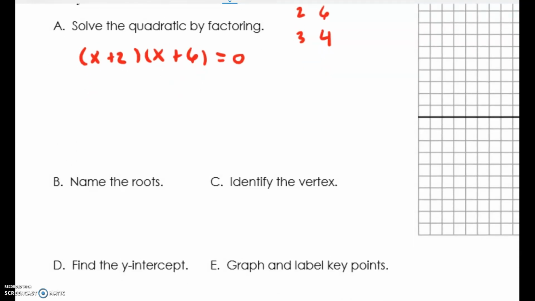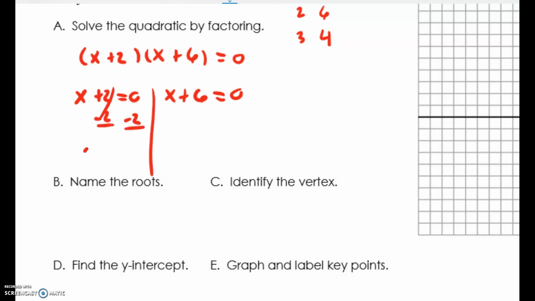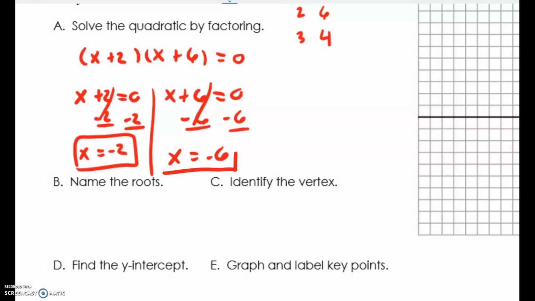So hopefully you have that factor correct. And then what we do next is we set it equal to 0 after we factor, and we figure out what x values would make this true. So I've got x plus 2, I set that equal to 0, and x plus 6 set equal to 0. If I solve, I subtract 2, and I get x equals negative 2. If I subtract 6, I get x equals negative 6. So we just solved this one by factoring.